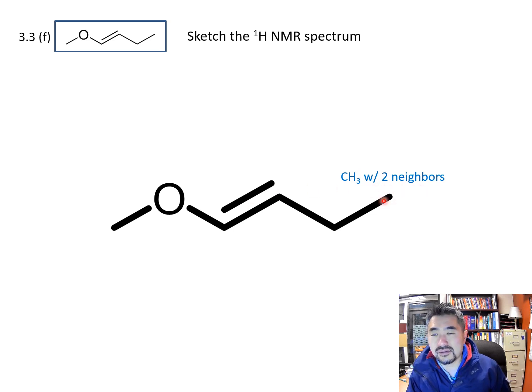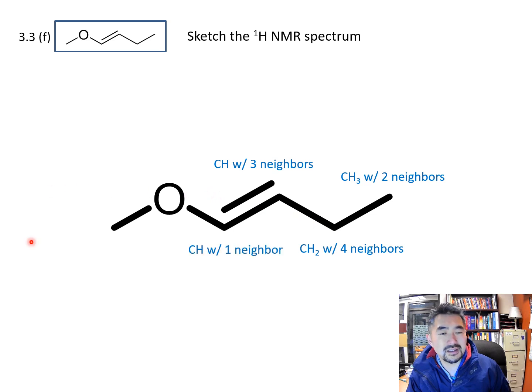This methyl group is a CH3, but it has 2 neighbors. This methylene, CH2, has a total of 4 neighbors, 3 and 1. So in other words, this would be split into a quintet, or 5 peaks. This would be split into a triplet, by the N+1 rule. This proton here is 1 proton. It has a total of 3 neighbors, so it should be a quartet.